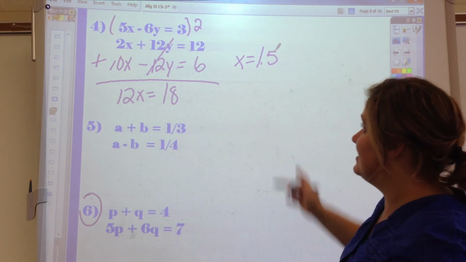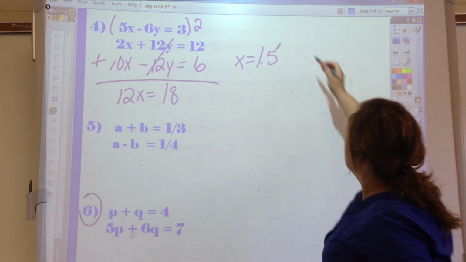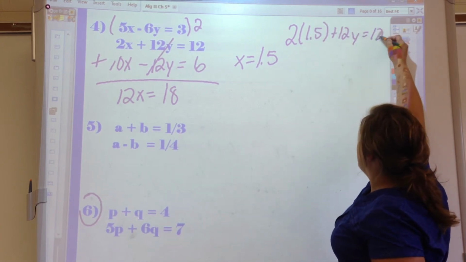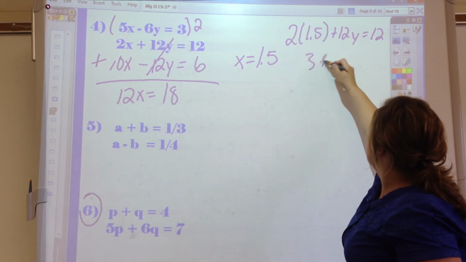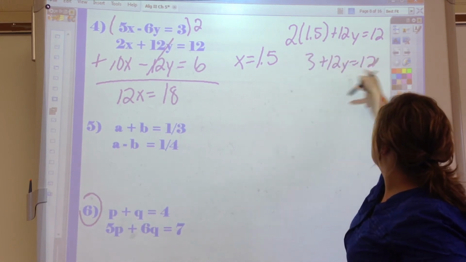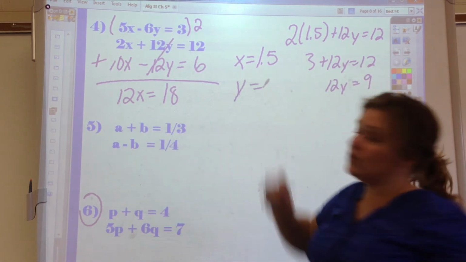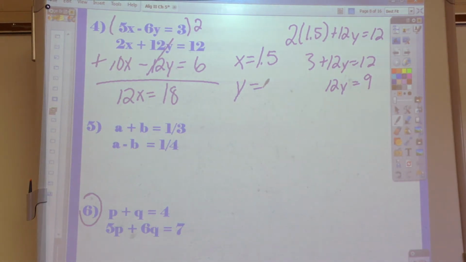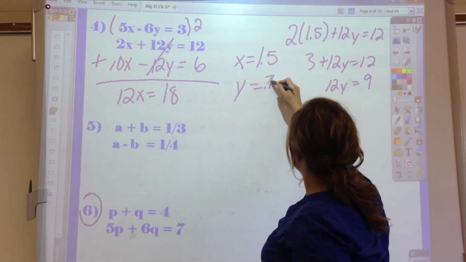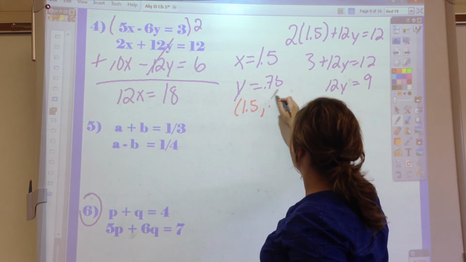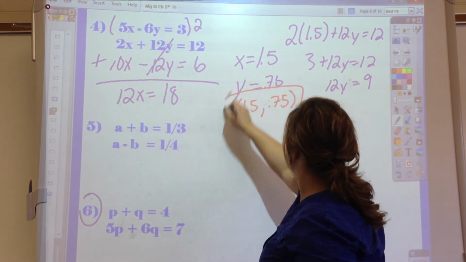Now I can plug this value back into either equation, but I think I'll go ahead and use the second. And I get 2 times 1.5 plus 12y equals 12. 2 times 1.5 is 3. Subtract 3 on both sides, and I get 9. And divide both sides by 12, and what does y equal? Hopefully, you agree with me that it's 3/4 or 0.75. And again, I'd like us to go ahead and write these in point form. Here's my x value and my y value. Oops. And that is my solution.